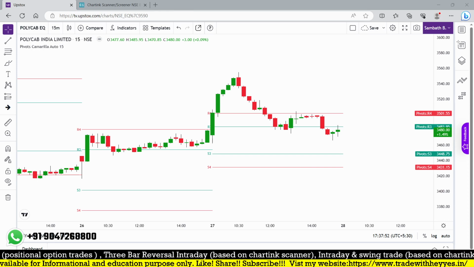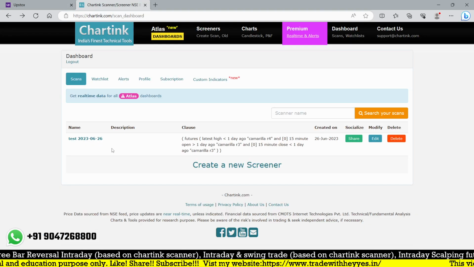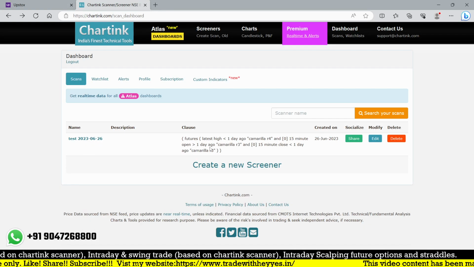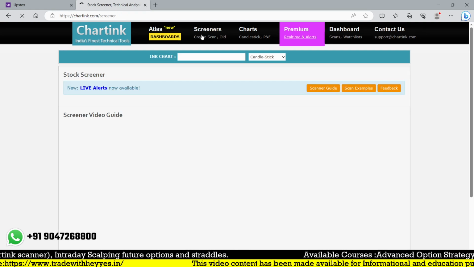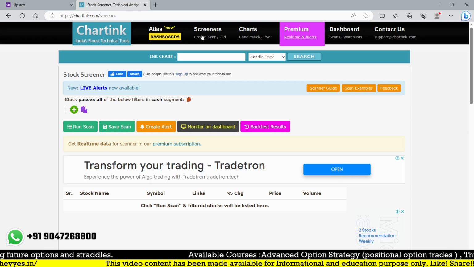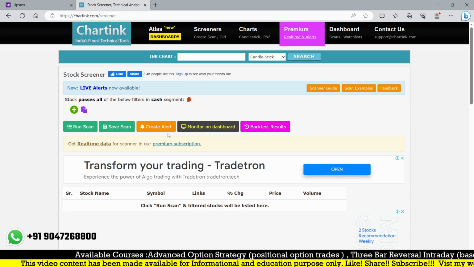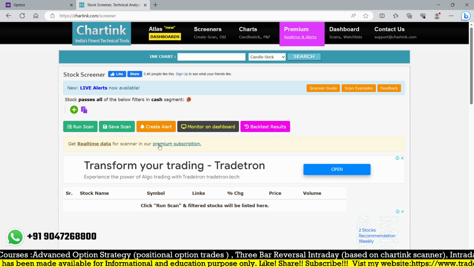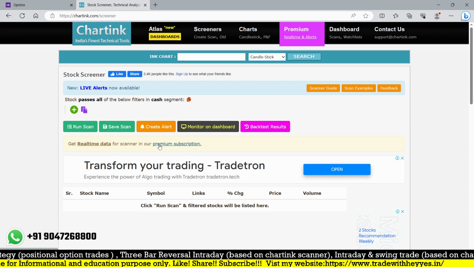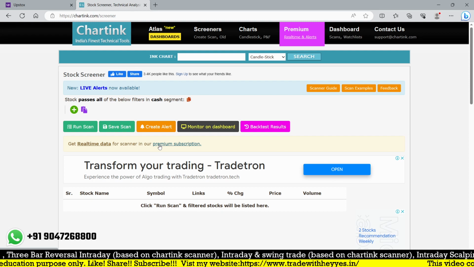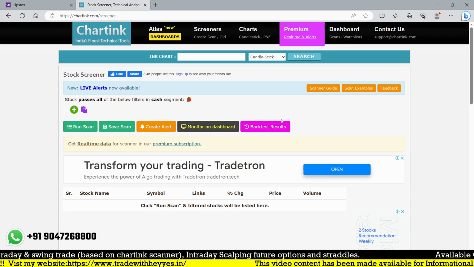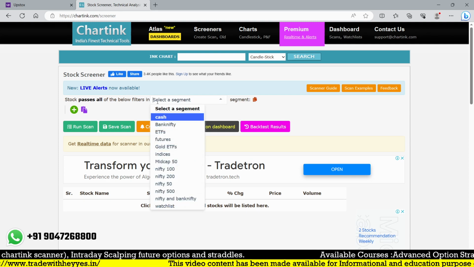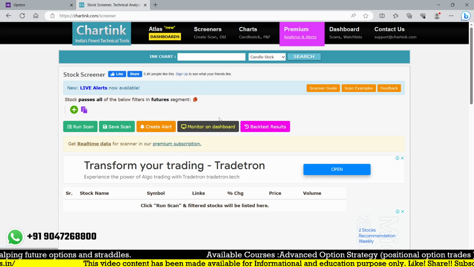Okay, let's start the scanner. We already created S3 and R3, and now we can go create a scan. We already completed the custom indicator for the Camarilla pivot. If you normally search for the Camarilla pivot level, it will not be available on charting, but we can do it with a custom indicator. I have already done the custom indicator, so simply we are going to find out. Let me check the futures stocks.